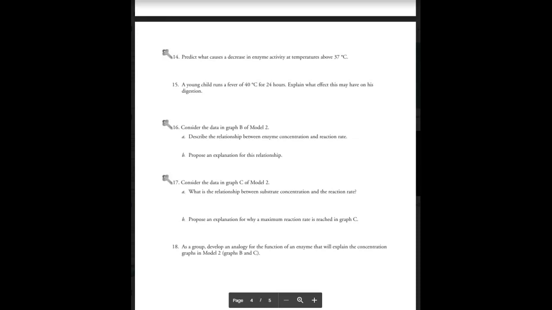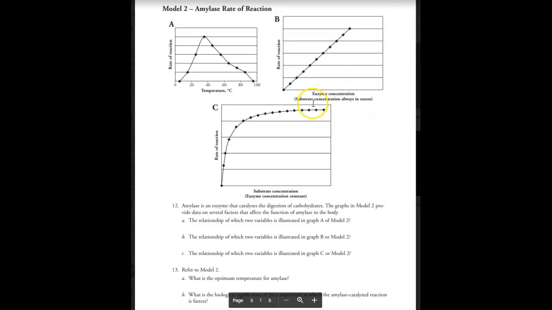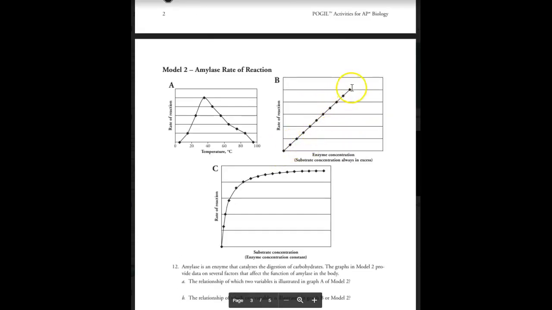Okay, question 16, enzyme concentration and reaction rate. If you increase the enzyme concentration, you increase the reaction rate. Look at that. The more enzyme you add, the faster it can go, which makes sense, right? The more enzyme you add, the more reactions that can actually happen. So boom, there we go.